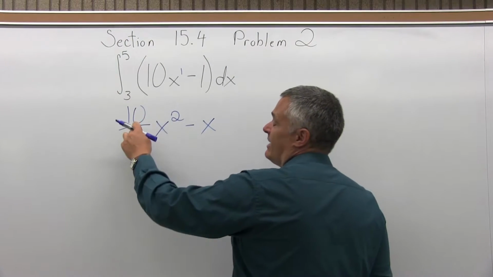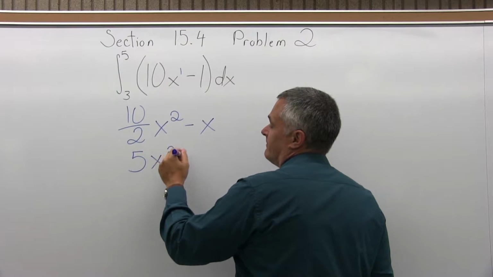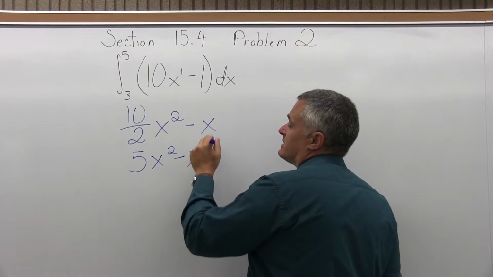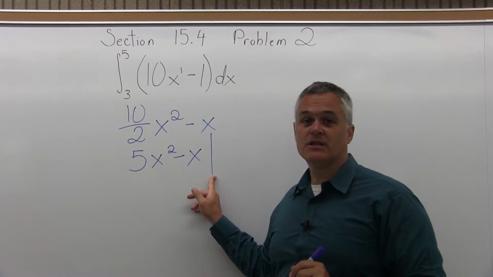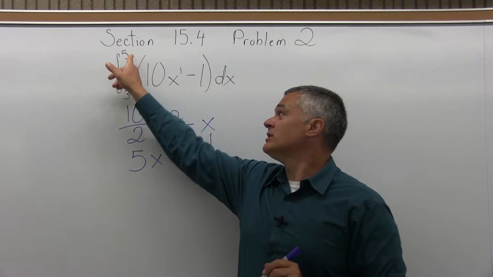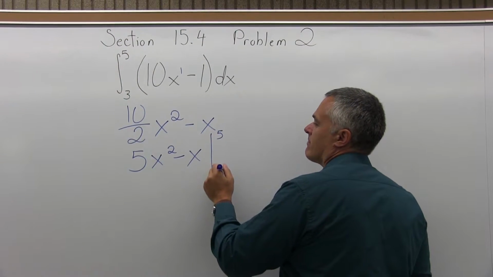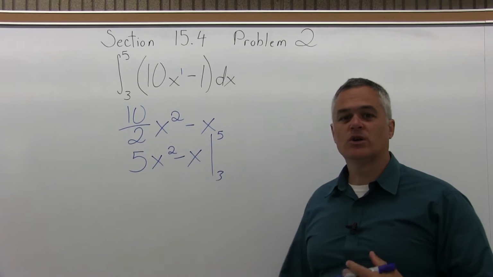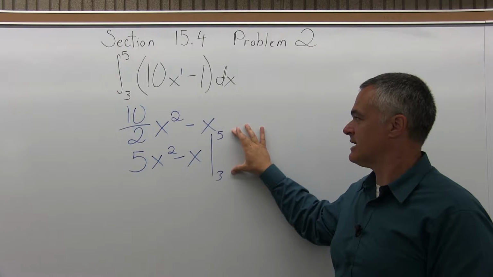And the 10 over 2x squared, let's just simplify that to 5x squared. And of course minus x. And now the notation is to put a long straight vertical line after the answer for the integral and include the limits of integration, which are 5 and 3. So that's the end of step 1. I solved the integral and I put the limits of integration after it on the right hand side.